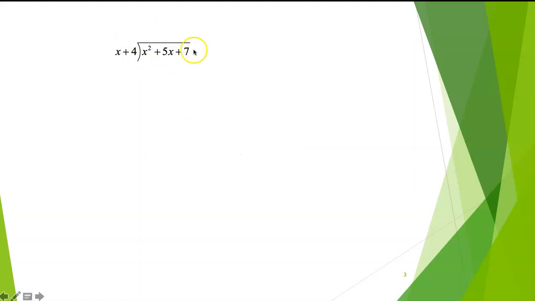So for example, here we've got a polynomial of degree 2, and this is the divisor, x plus 4. As we said, we start with the highest power first, so we want to go into x squared. You find what to multiply this by to get x squared, which is obviously x, so you put x. Then you use your expanding skills: x times x is x squared, x times 4 is 4x.